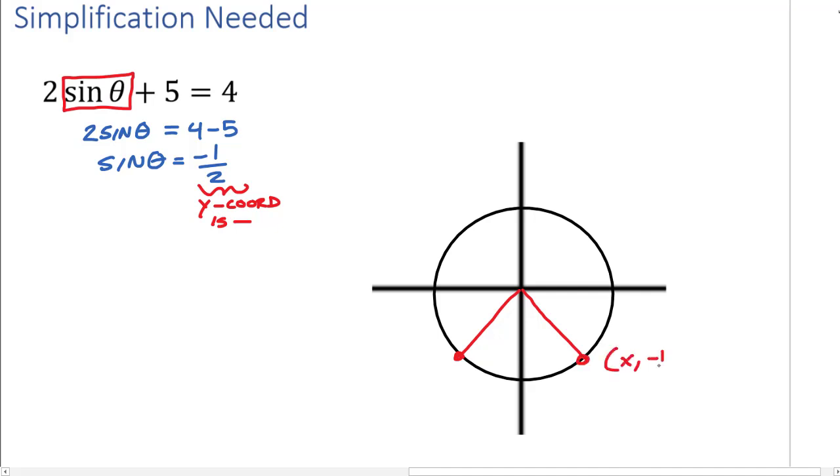All I know is the y-coordinate is -1/2 or -0.5. Same thing over here. Don't care what the x-coordinate is. The y-coordinate is what I'm interested in.